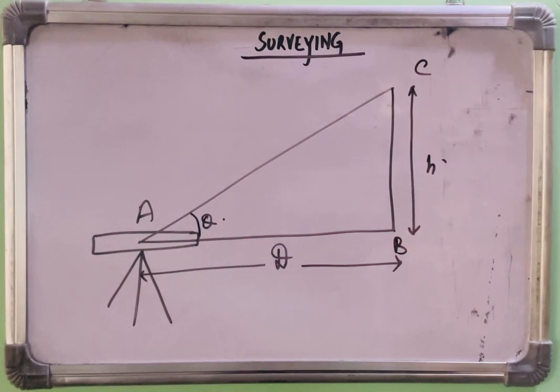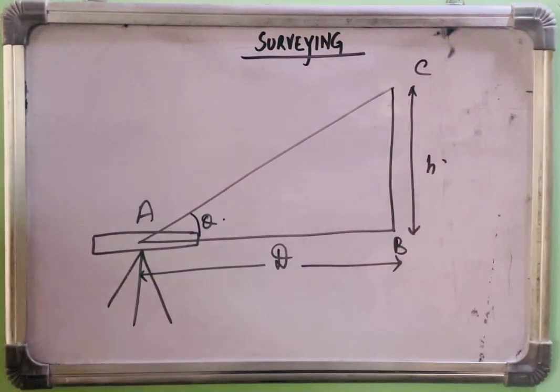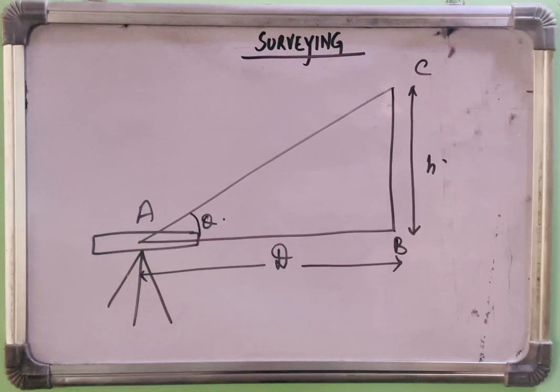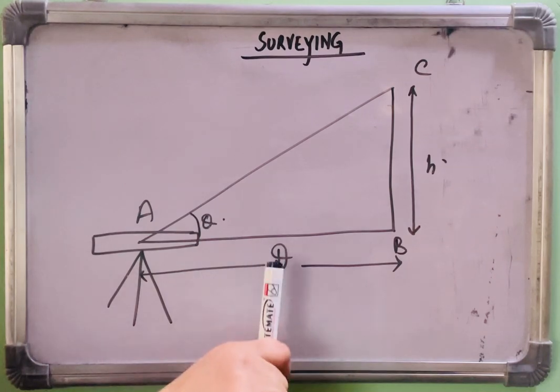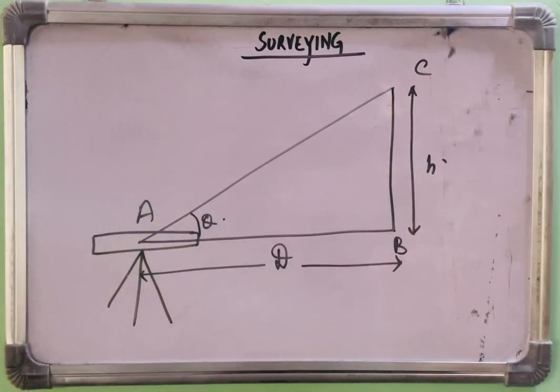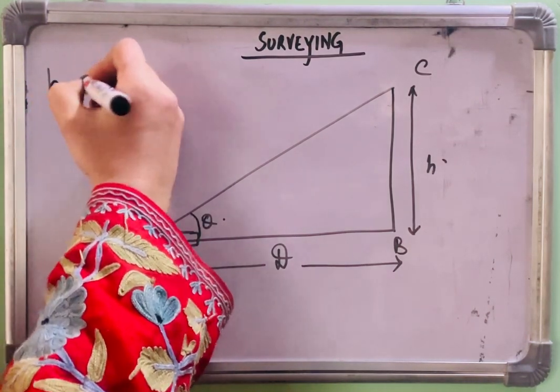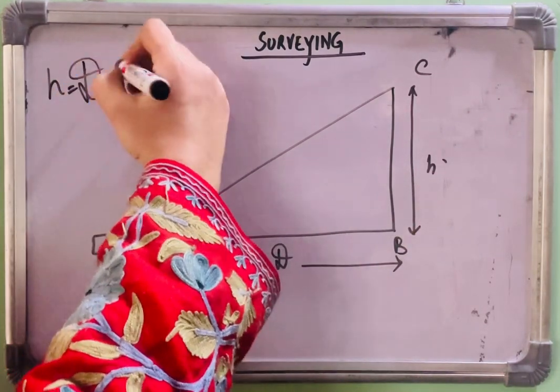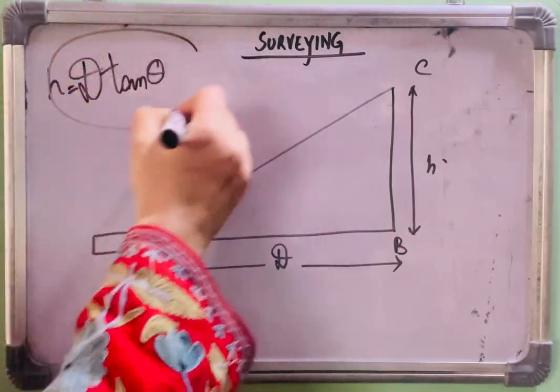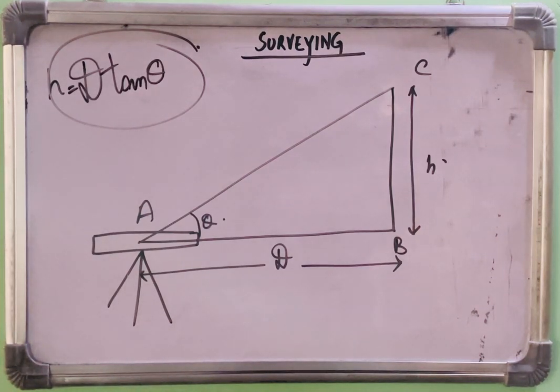What will we do first? We'll first establish a horizontal line AB with the help of a theodolite, and then the height of the point C above this line is determined by measuring the horizontal distance D and the vertical angle theta, and by using the simple trigonometrical principle, the height will come out to D tan theta. So this is about trigonometrical leveling, in which the difference of heights is determined using the principles of trigonometry.